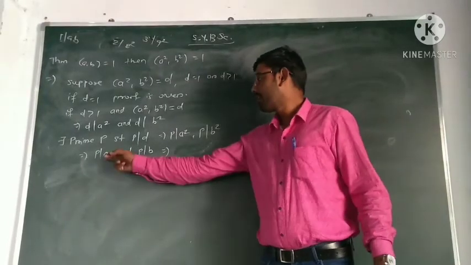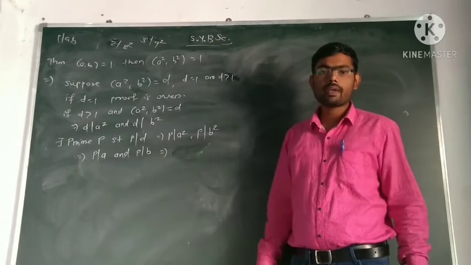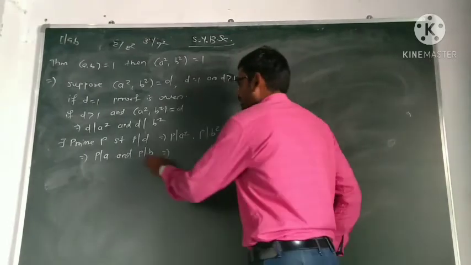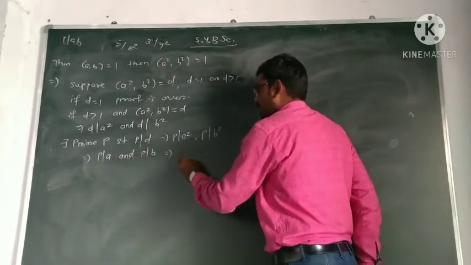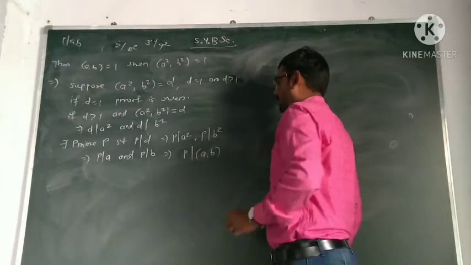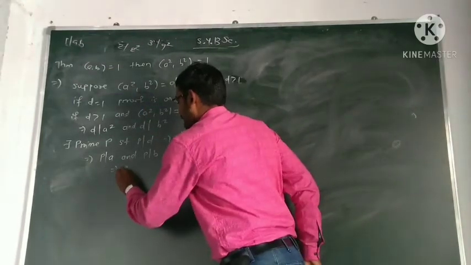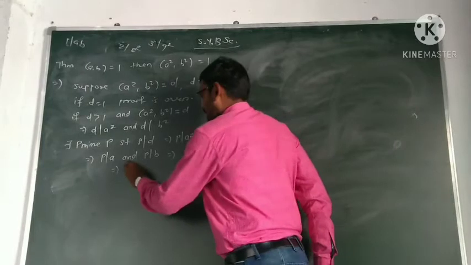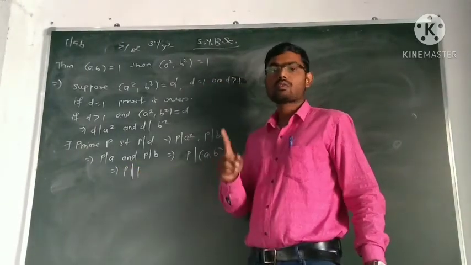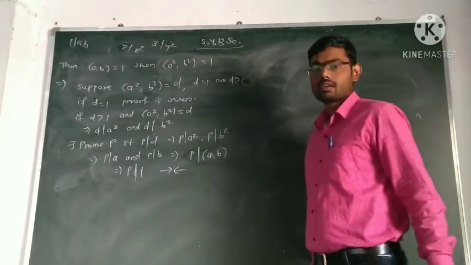So we have P divides A and P divides B. This means P is a common divisor of A and B, and any common divisor divides the greatest common divisor. So P divides the greatest common divisor, and the greatest common divisor of A and B is 1. This implies P divides 1, but this is not possible. Why? Because P is prime, so it is greater than 1 and cannot divide 1, since 1 has only one divisor, 1. This is a contradiction.